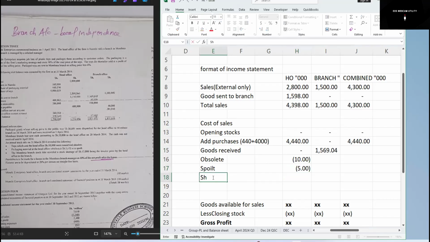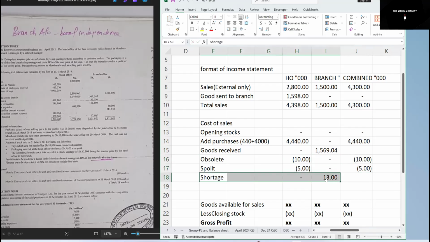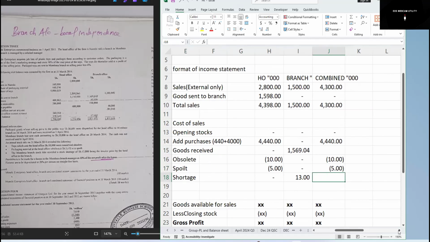Shortage. Shortage is affecting only the branch. So 0. Shortage is 13. So for this one, the combine will remain the same. This combine will remain the same. Also the combine here will remain the same. Now, how much will I record as the shortage in the combine for the branch or for this amount?